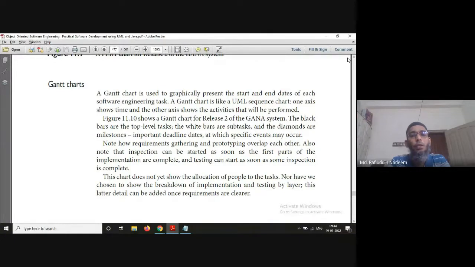And it is like a UML sequence chart. We have discussed the sequence diagram, where we specify which object is going to interact with another object, and what types of objects are going to participate. It generally discusses the dynamic behavior of the system. So the Gantt chart looks like the sequence chart. On one axis it shows the time, on the other axis it shows the activities that are to be performed.